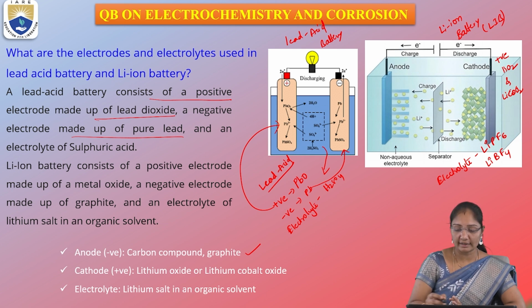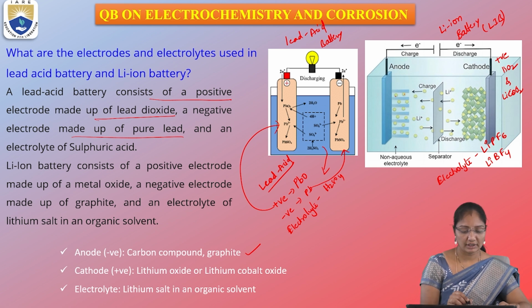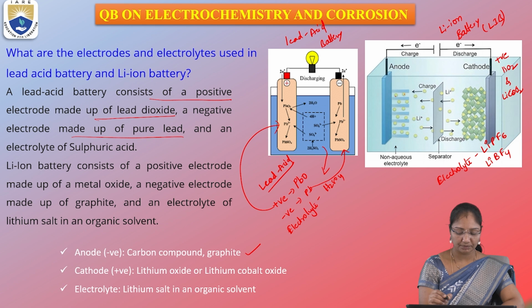Generally, intercalated lithium ions, these dots, are used with graphite as the anode, and the cathode is lithium cobalt oxide. The electrolyte is a lithium salt in an organic solvent, namely lithium hexafluorophosphate. So this is generally used in lithium ion batteries.